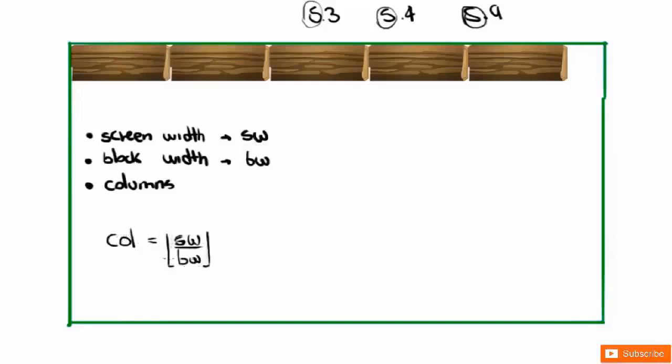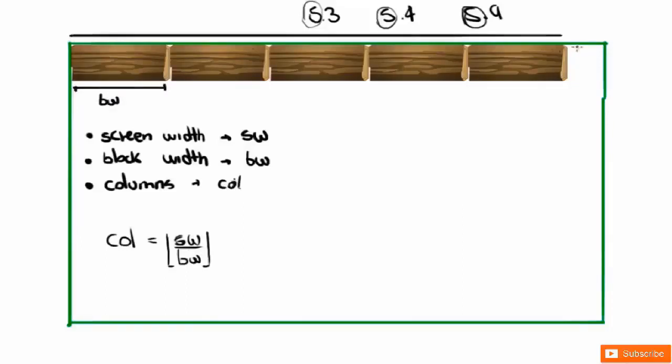But in this case, we're interested in the floor operation. By doing this, we are making sure that the number of columns is always an integer, and I'm of course representing the columns by col. And just so we put it all here, this is BW, this is SW.